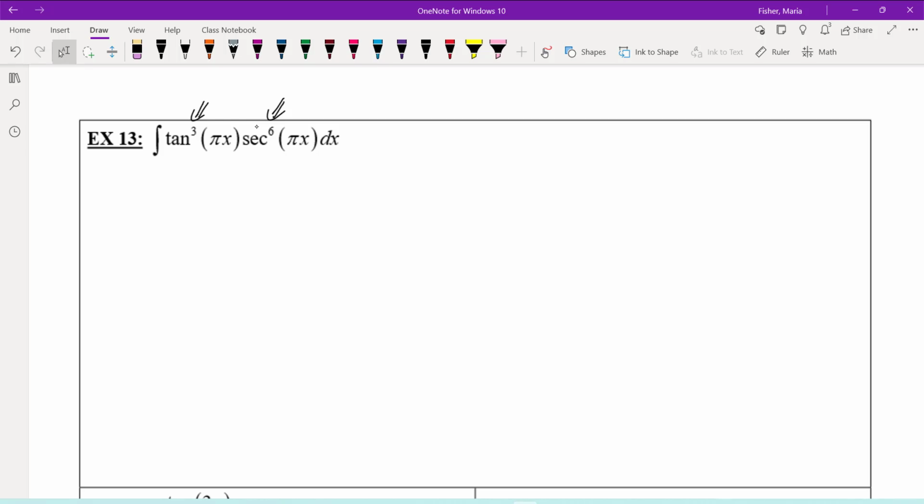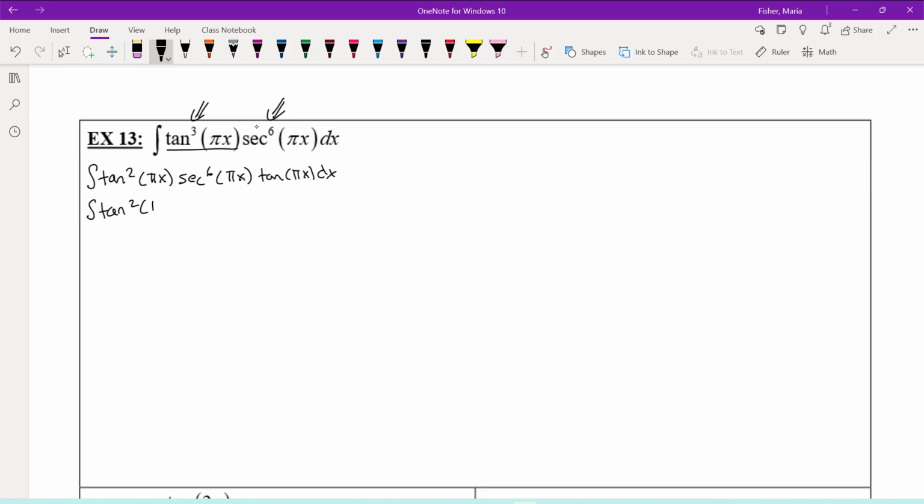What I typically tell students is I look to see which exponent is smaller, and then I use the one with the smaller exponent. Since 3 is smaller than 6, I'm going to treat this as what I do when tangent is odd and positive. When tangent is odd and positive, remember you save a secant tangent, so I rewrite this as tangent squared of pi x, secant to the 6th of pi x, tangent of pi x dx. But I need not secant to the 6th times tangent, I need secant tangent. So I keep going here.